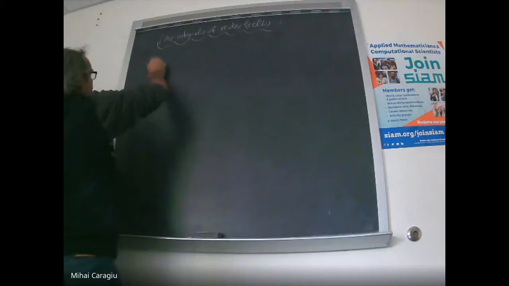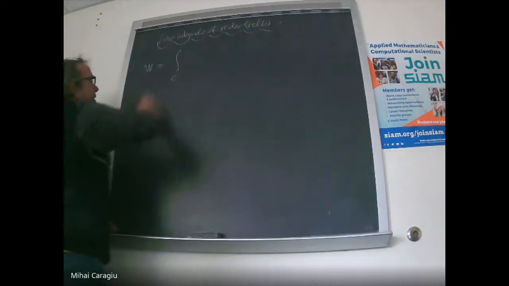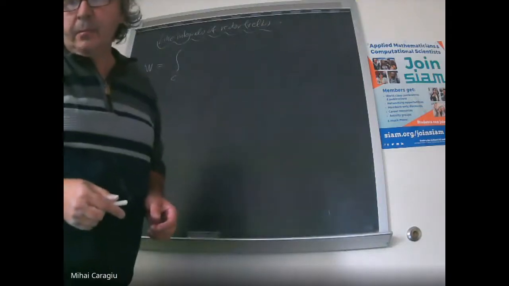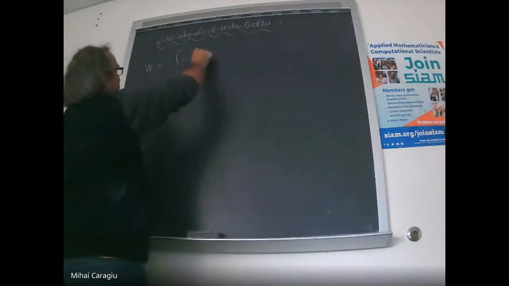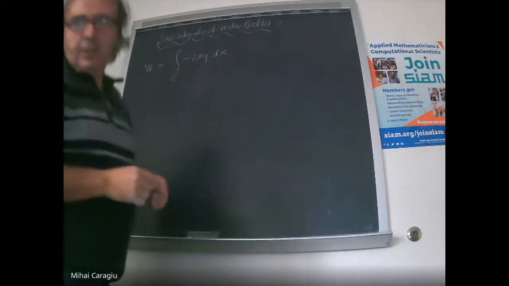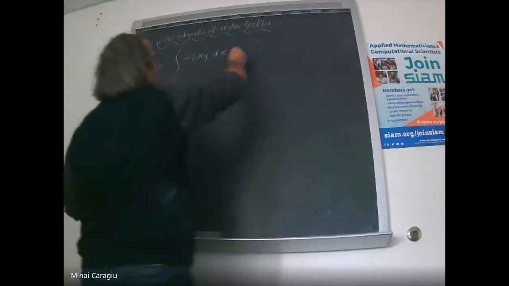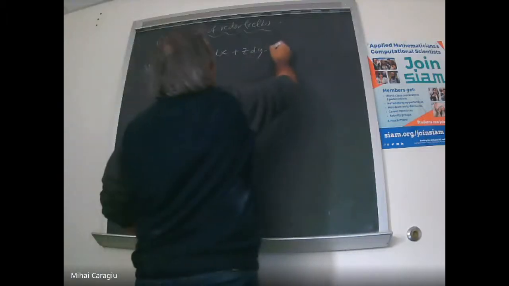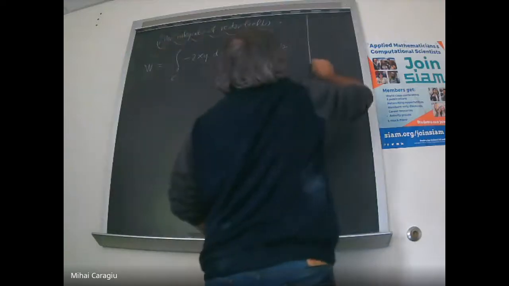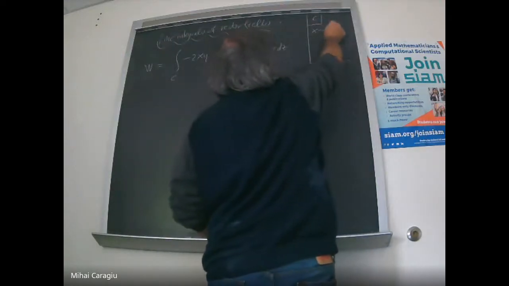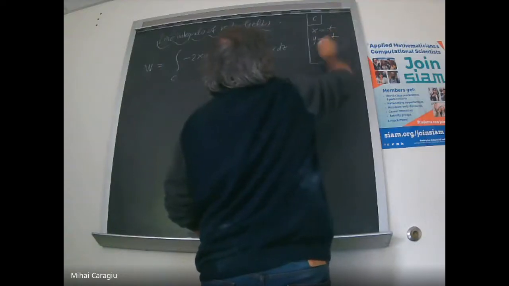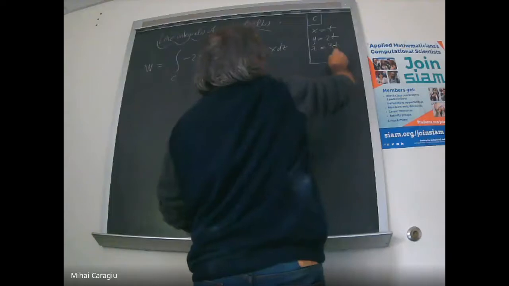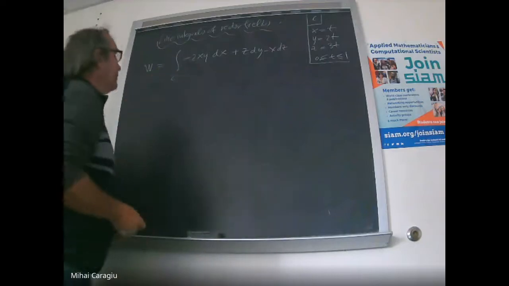Let's calculate the work, the following line integral: the integral over C of minus 2xy dx plus z dy minus x dz. Well, the curve C is given by x equals t, y equals 2t, z equals 3t, and t is from 0 to 1. So let's calculate this line integral.